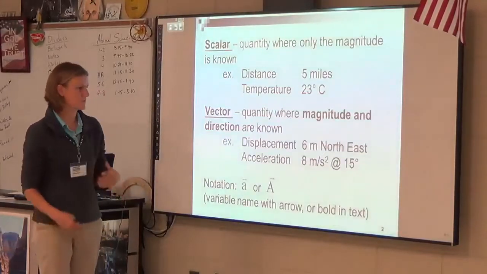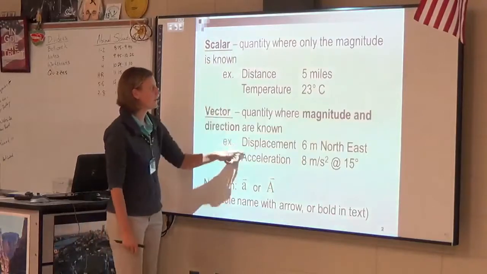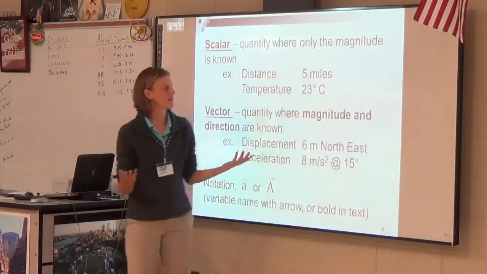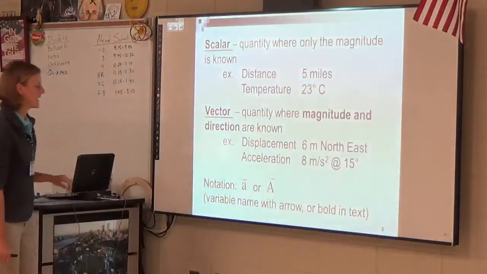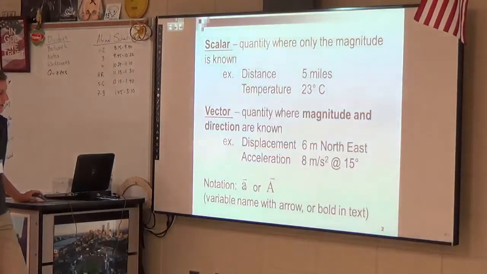3 newtons downwards, that's a vector. So you notice the differences here. These are simply magnitudes, or simply amounts. Distance is 5 miles. I have no idea which way. That makes that a scalar. And again, you often see the little vector hat, the little kind of half arrow above the variable to indicate that it is a vector.